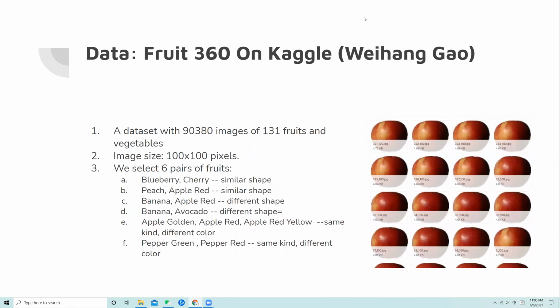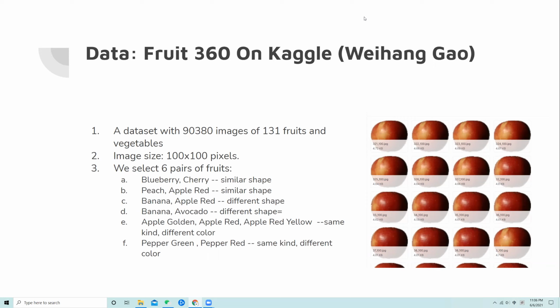Okay. Hi, I'm Wei Hang. I'm going to introduce our data part. So basically, we use the Fruit 360 dataset on Kaggle, which is a commonly used dataset with many images of fruit and vegetables. The image size is 100 by 100 pixels.